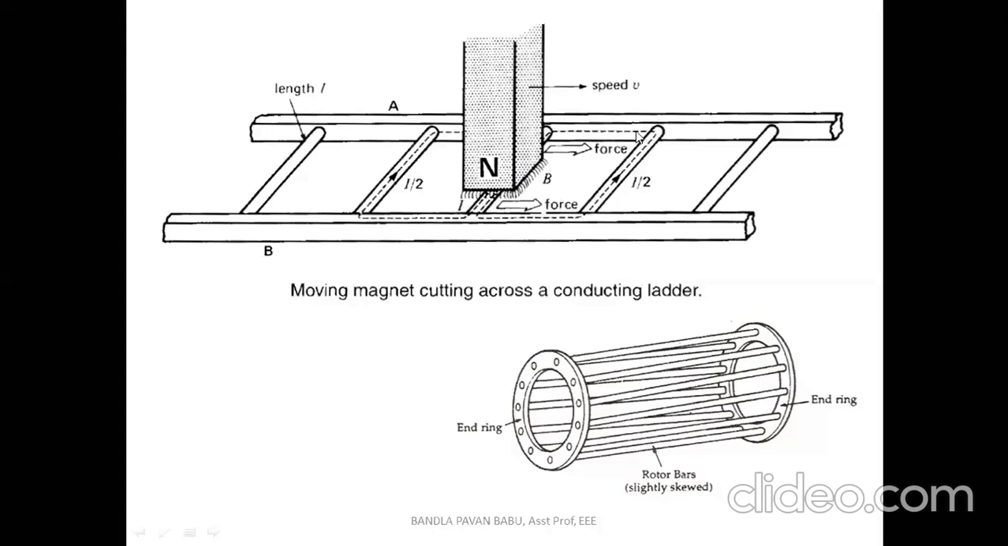And what is the magnitude of that EMF? E equal to BLV, where B is the flux density, L is the length of the conductor and V is the speed. Okay, so up to that it is okay.